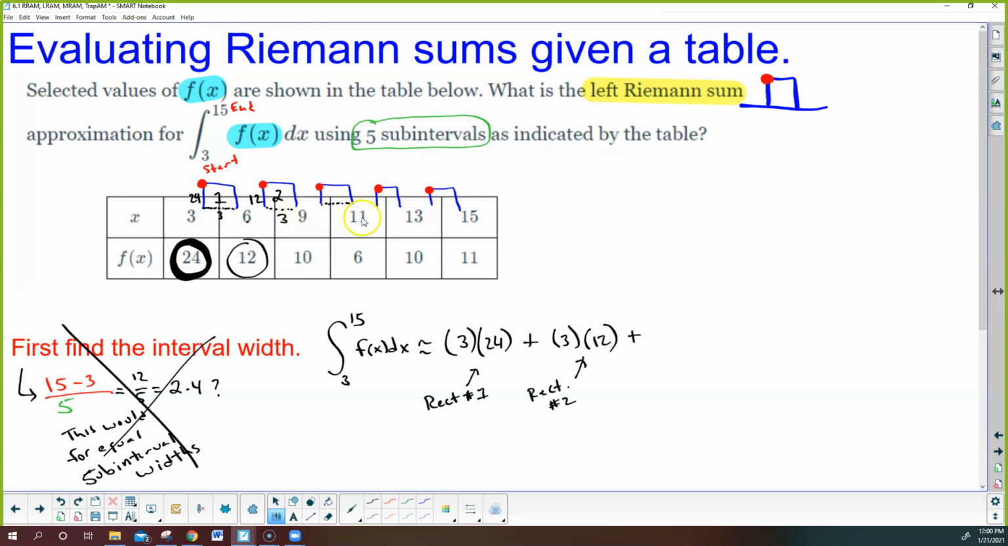What's the width between 11 and 9? Well, 11 minus 9 is 2. Notice that's a different width than the other ones. And then the height on the left-hand side is 10. So I have a width of 2 and a height of 10, and that will give me the area for rectangle number 3.